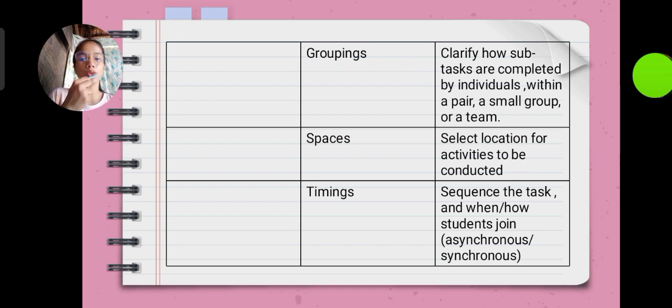So when we say asynchronous, the student is not forced to join the class, but it is still important that the student is able to enter, for example, Zoom or Google Meet. Then with synchronous, when you choose a synchronous, you are responsible to attend the Google Meet or class.